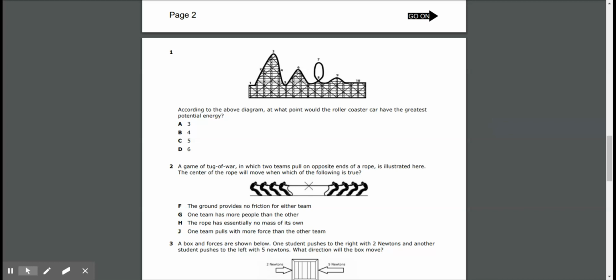Hey y'all, this is the second test. It's the actual test now for potential and kinetic energy and balanced and unbalanced forces.